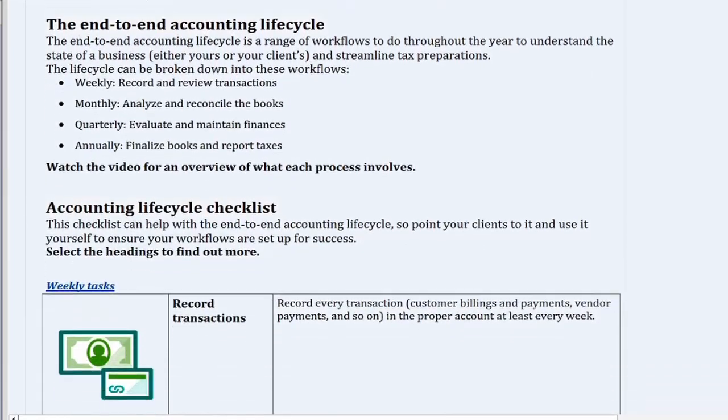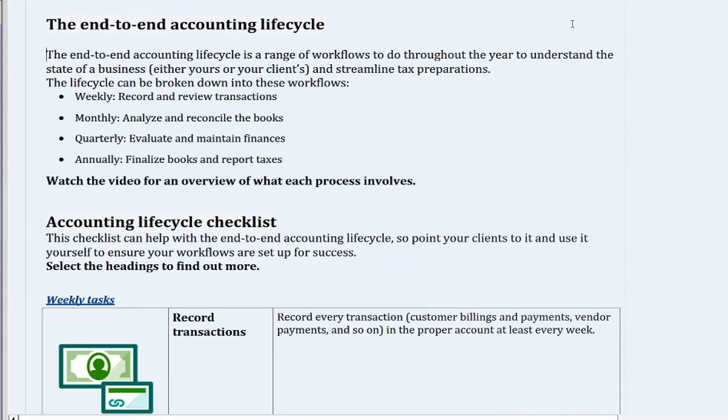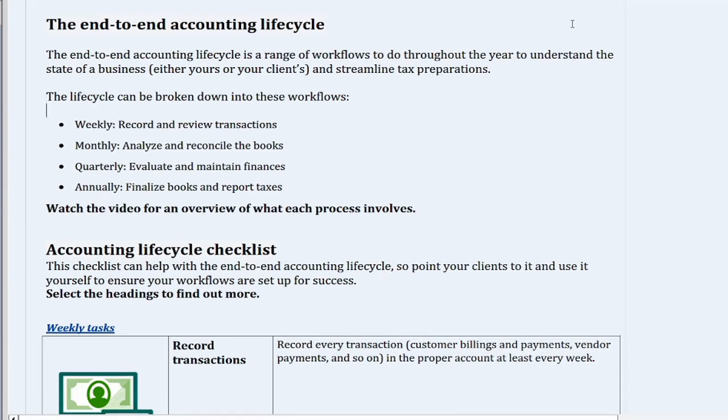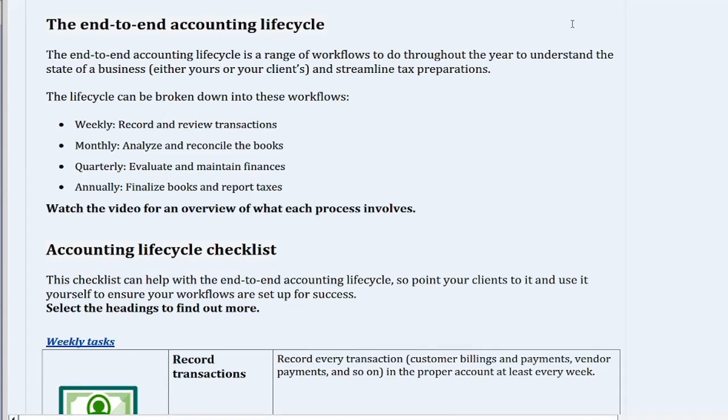The end-to-end accounting lifecycle. The end-to-end accounting lifecycle is a range of workflows to do throughout the year to understand the state of a business, either yours or your clients', and streamline tax preparations. The lifecycle can be broken down into these workflows. Weekly, record and review transactions. Monthly, analyze and reconcile the books. Quarterly, evaluate and maintain finances. Annually, finalize books and report taxes. Watch the video for an overview of what each process involves.